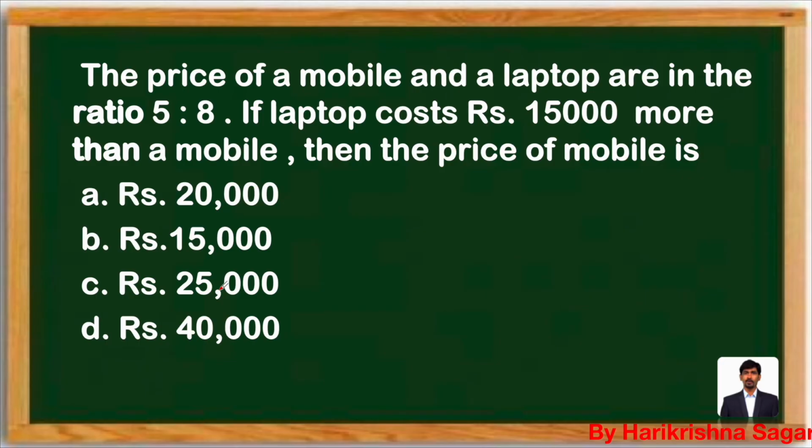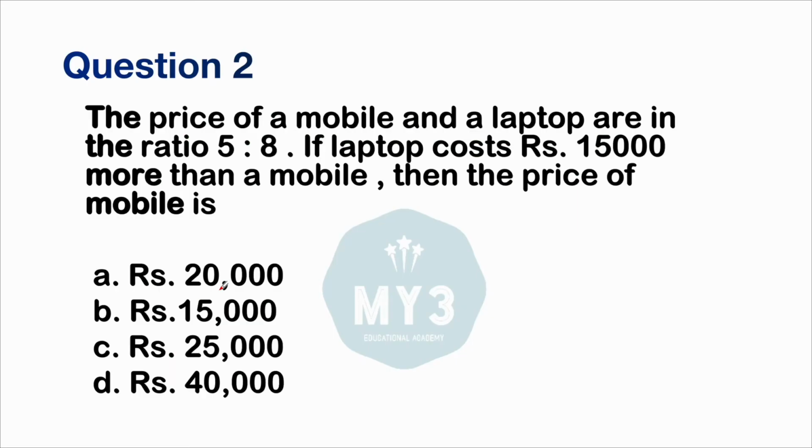The prices of the mobile and laptop are in the ratio 5 is to 8. The laptop costs 15,000 more than the mobile. Find the price of the mobile. If you observe in this question, they compared the two prices. Mobile and laptop are in the ratio of 5 is to 8, and they have given that the laptop costs 15,000 more than the mobile.